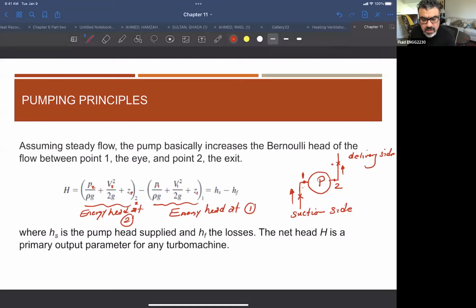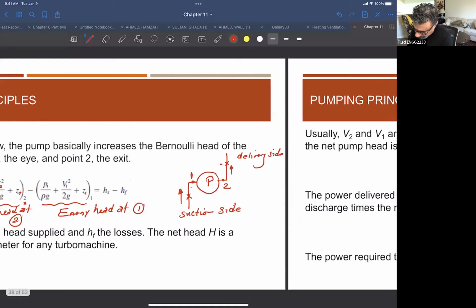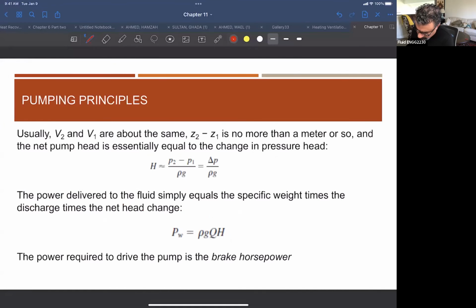So HS minus HF, the net head, is a primary output parameter for the turbo machine, because most of these pumps are designed to provide this energy difference, in the form of pressure increase or head increase. For a simple case, if you assume velocity 1 and velocity 2 are the same, and Z1 and Z2 are very close, with no variations, then the energy difference becomes a pressure difference. This is where the idea of a pump as a device that is increasing the pressure came from.